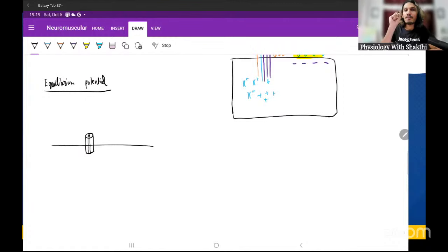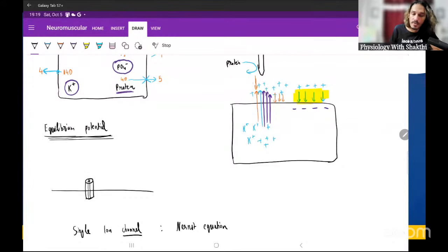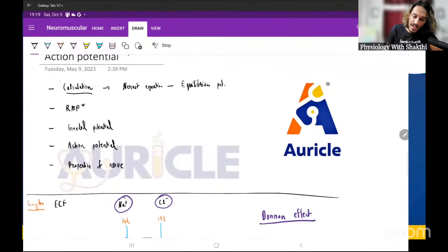Okay, so for a single ion species channel, if you're only talking about one single channel, then we can use a particular equation called the Nernst equation to get the value of this particular equilibrium potential. Okay, so that is the point at which no net flux is going to happen, when the membrane potential reaches that level. So that is the first thing that I was talking about, the calculation.